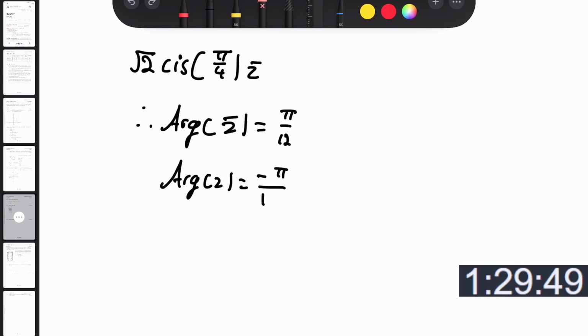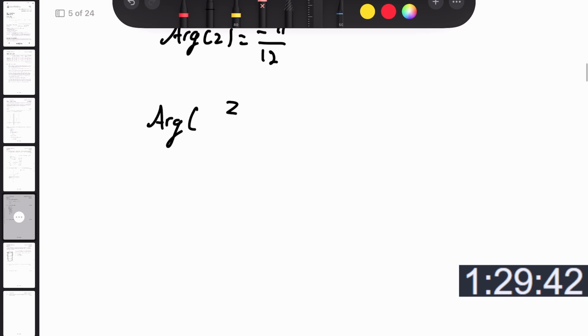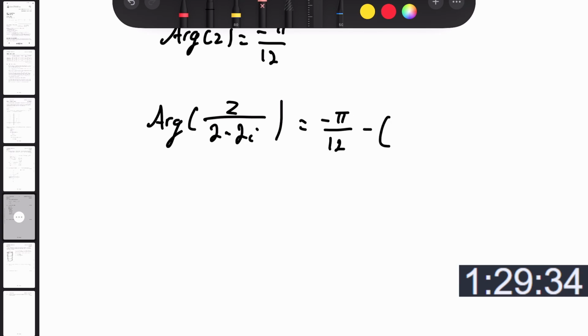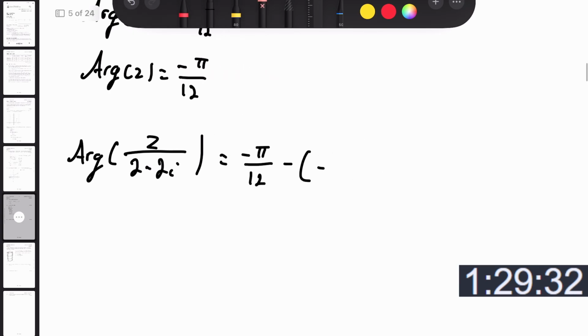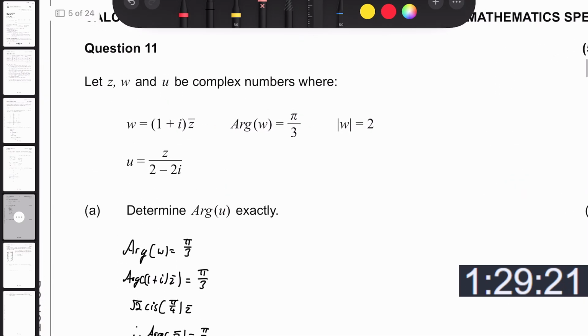So then the argument of z over 2 minus 2i is going to be negative pi on 12 minus negative pi on 4. So it's going to be 3, so pi on 6. What are these questions, bro? These questions are horrid.